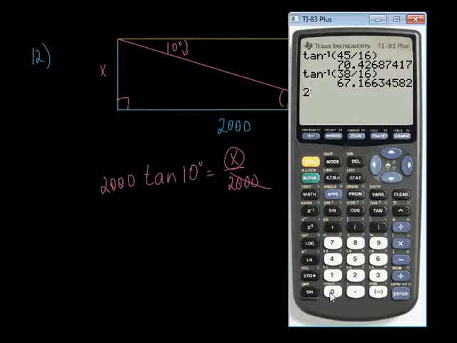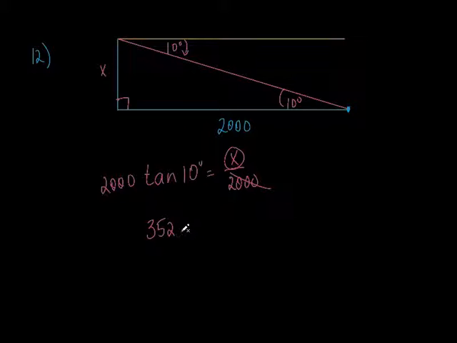So I've got 2,000 times the tangent, or I can just hit tangent on my calculator, 10 degrees. So 2,000 times the tangent of 10 degrees equals 352, and it says to round it how? To the nearest tenth. So what would that be? 352.7. That's how tall it is from here to here. That's what we just found. Make sense? All right, I hope it does. Let's keep going.